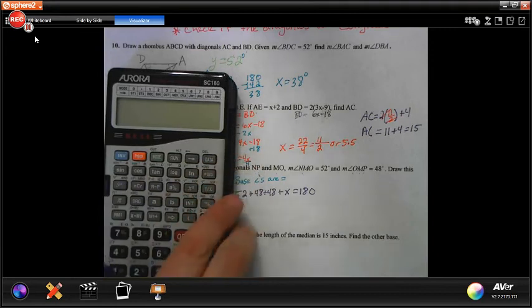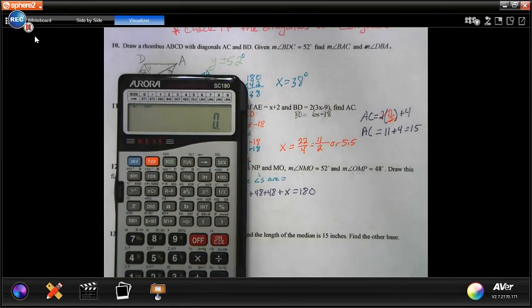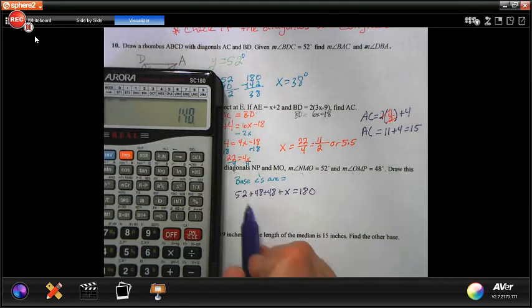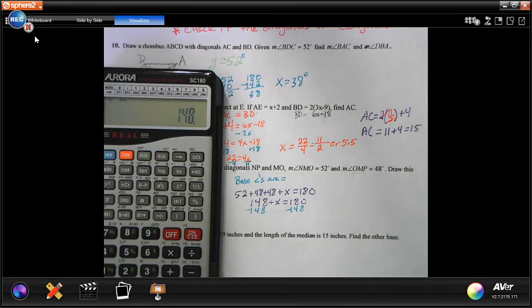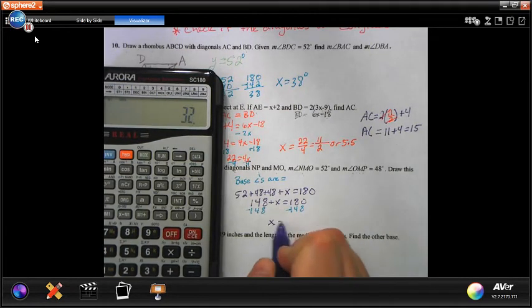So let me use my calculator. We have 52 plus 48 plus 48, so that is 148. Plus X equals 180. So then we subtract: 180 minus 148. So we get X equals 32.